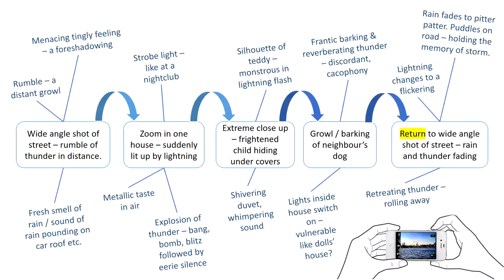So there I'm already thinking about putting some alliteration in, but also using perhaps a semantic field about warfare as I go into my description of that thunderstorm. Then with the extreme close-up and the frightened child, I'm thinking of having a silhouette of a teddy, because that links with this sort of imagery of an innocent child, that as the lightning flashes, it becomes a sort of monstrous reflection on the door of that child's bedroom or the wall.